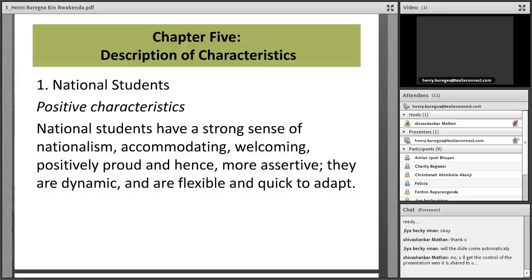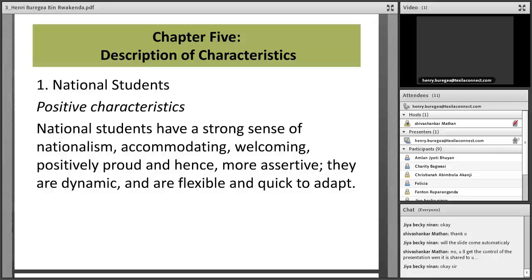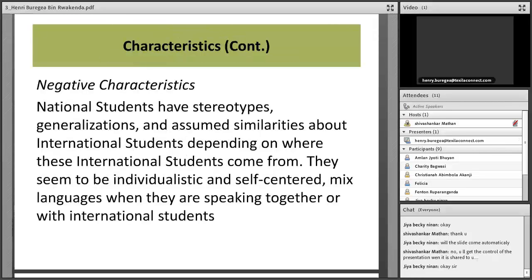Now I'm going to present to you the positive characteristics that the international students viewed in the behavior of national students, and this included the following. National students have a strong sense of nationalism, accommodating, welcoming, positively proud, and hence more assertive. They also are dynamic and are flexible and quick to adapt.